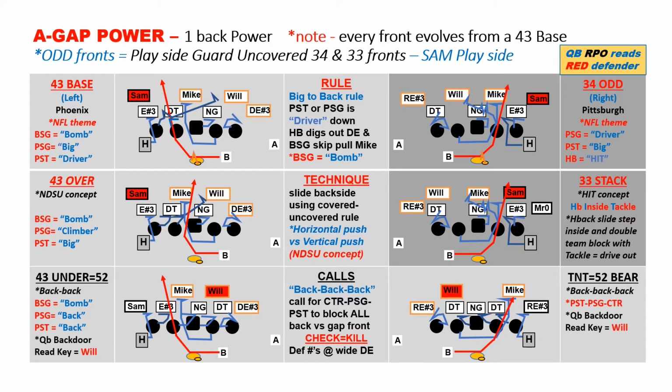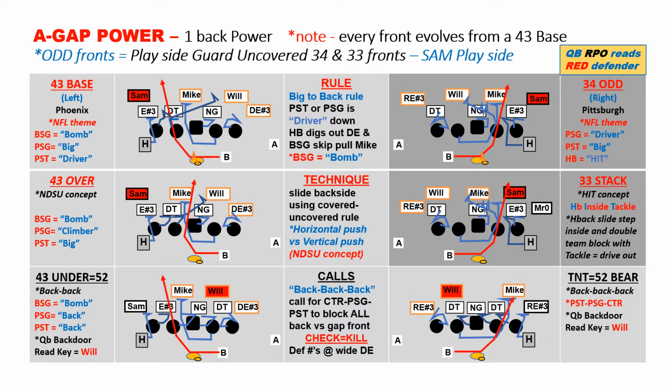All right, here's a look at our A gap power against all the different fronts. Again, key note here is we run power in the A gap, so those outside backers in these odd fronts, those rush ends and Sams coming off the edge outside the tackles, are non-factors. So it's key the back stays up the A gap.